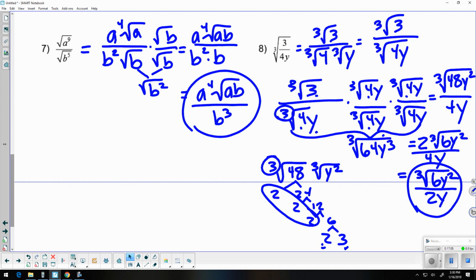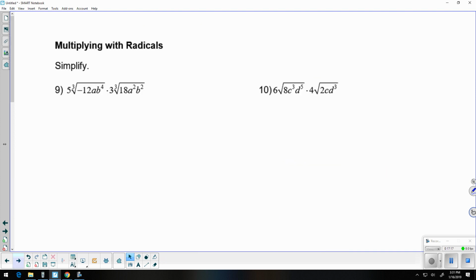There's your final answer. Okay, so all these rules coming together all at once, you want to keep simplifying, simplifying, simplifying until you can't do it anymore. Okay? On to the next page.